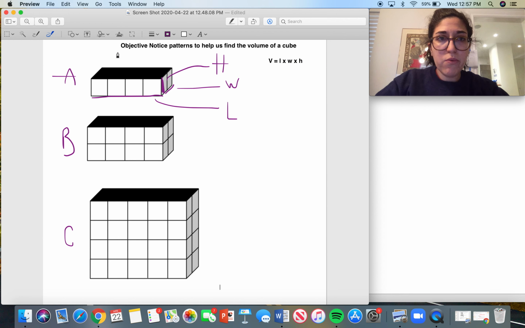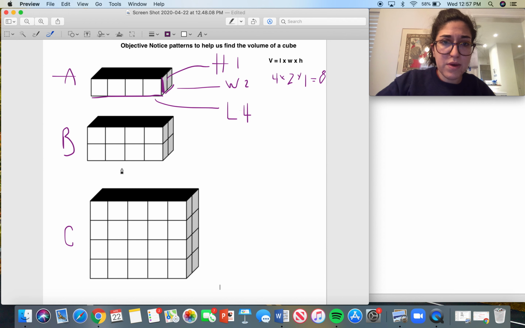So in this case, what was the length here? It was 1, 2, 3, 4. Length was 4. What about the width? 1, 2. Width was 2. And the height only goes up 1. Height of 1. So here we have 4 times 2 times 1. Let me extend this so you can tell that it's a 4. 4 times 2 times 1 is going to be 8.